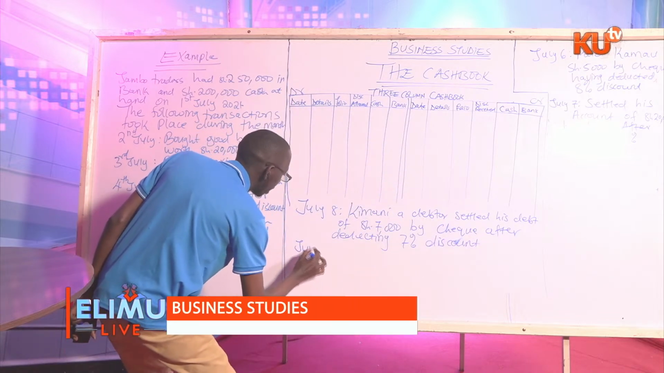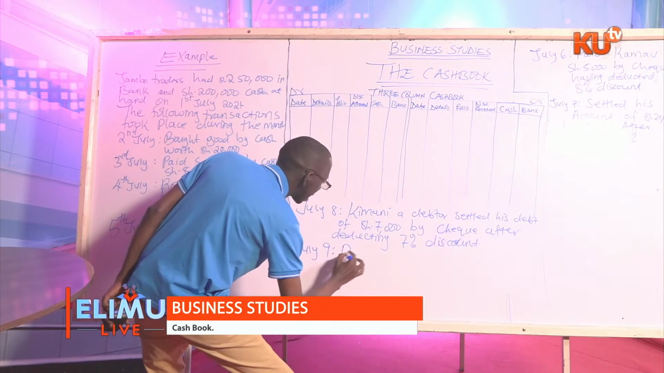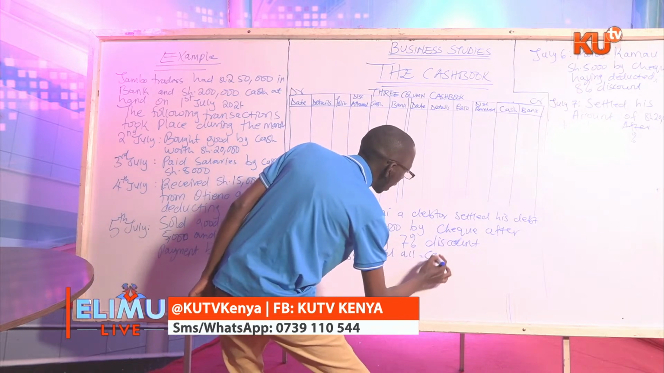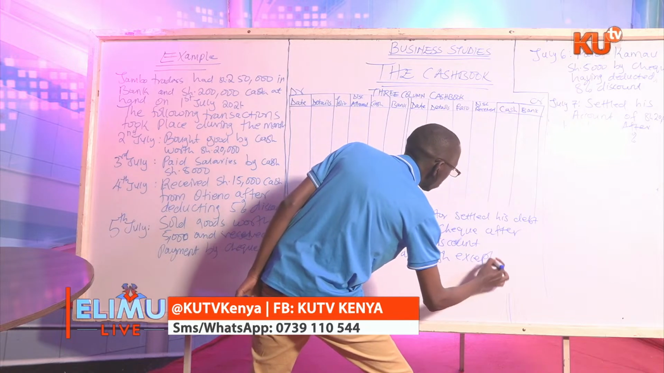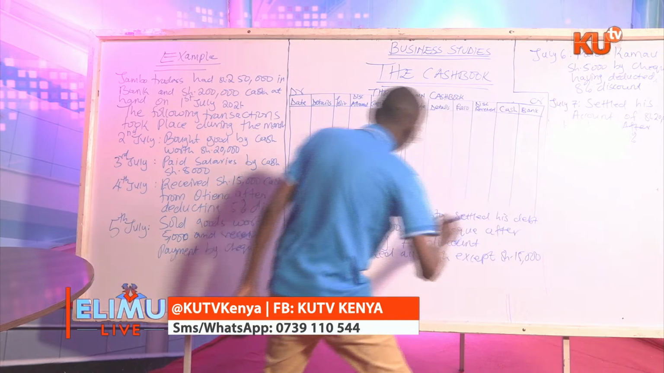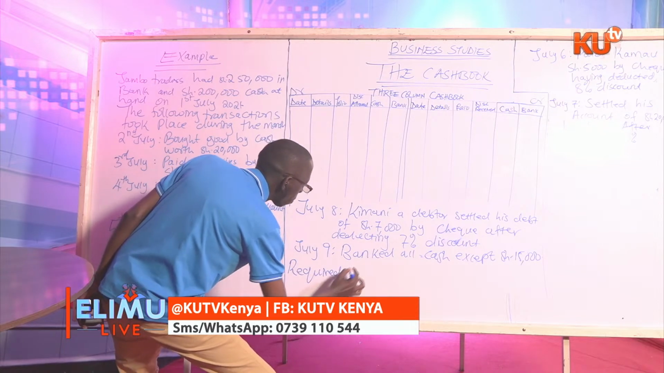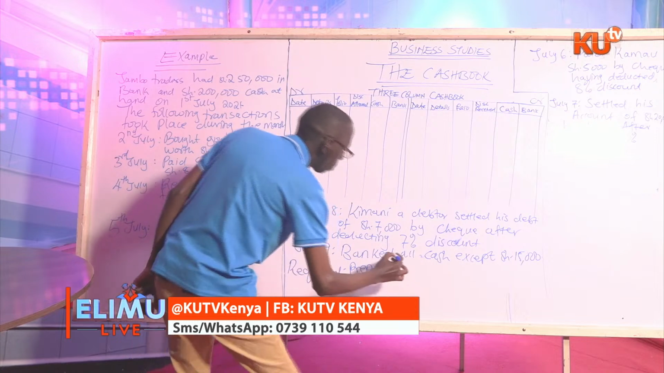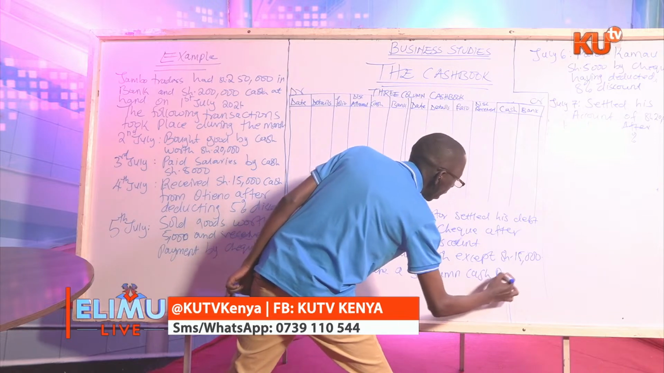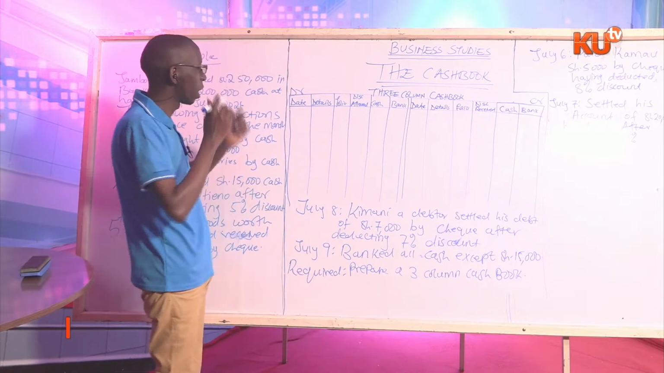Finally, July 9, banked all cash except shillings 15,000. Required: prepare a 3-column cash book.